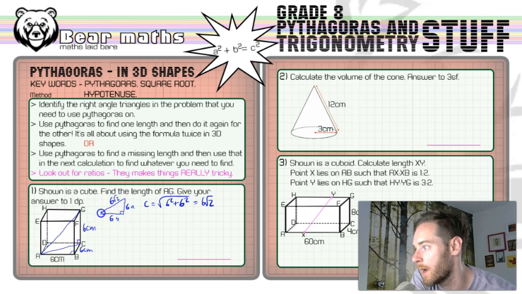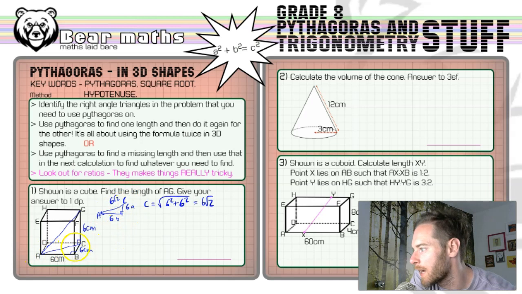Okay, that is A to G. We have got that length. Sorry, that is A to C, not G. Okay, that's A to C. Let's get rid of that. Don't want to confuse you. We haven't found A to G yet. I've just messed it all up. There we go. A to C.